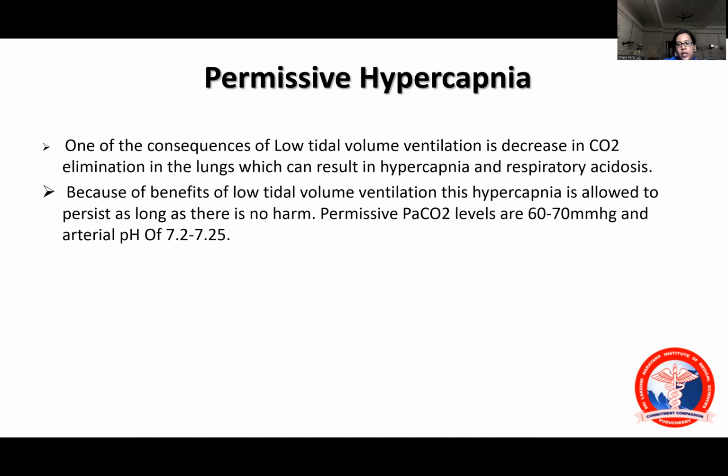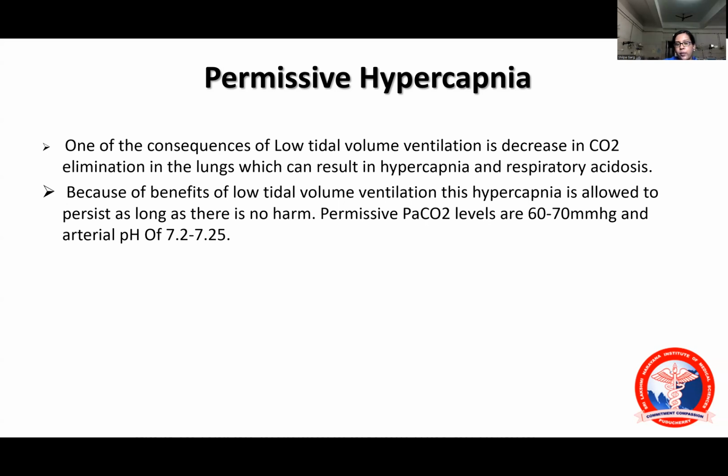So what is the benefit? First, you are using low tidal volume ventilation, which will result in hypercapnia. To wash out the hypercapnia, you would have to increase the tidal volume again, which is going to harm the patient, and the lungs are going to get worse. So permissive hypercapnia of 60 to 70 millimeters of mercury is allowed, but simultaneously you have to watch the pH also.